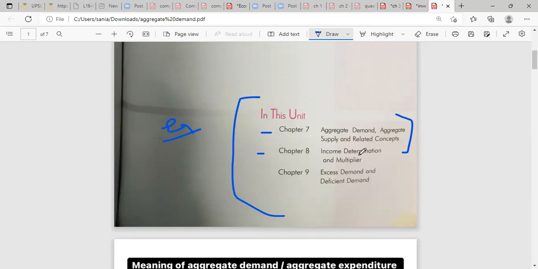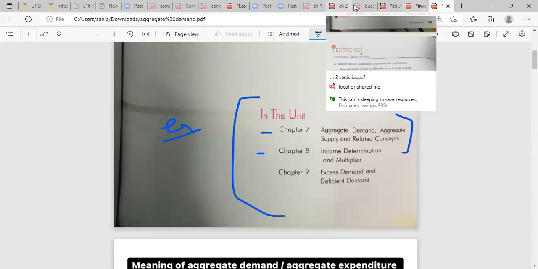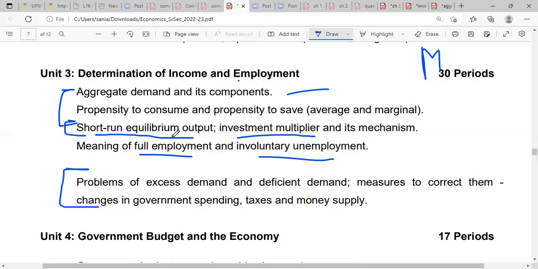So today, let's just read what we are going to do. In the syllabus, this is the unit, and this was the first chapter, this is the second chapter and this is the third chapter. First of all, we are going to do short run equilibrium output. Today we'll cover this, and then the investment multiplier and its mechanism in the next class, along with full employment. By the end of next week, we'll be done with income and unemployment.